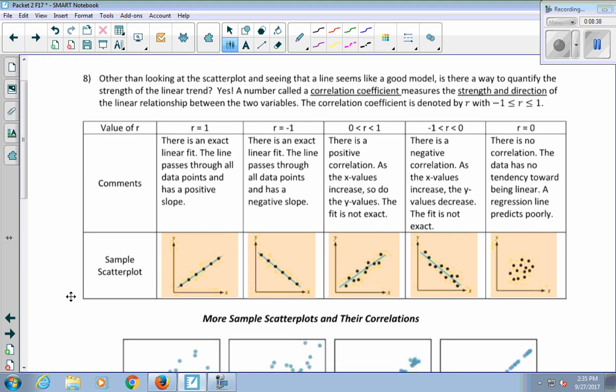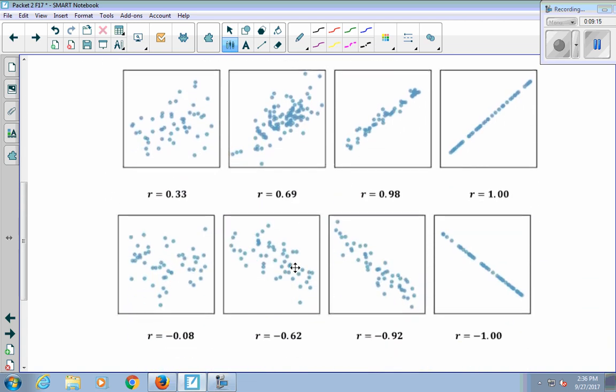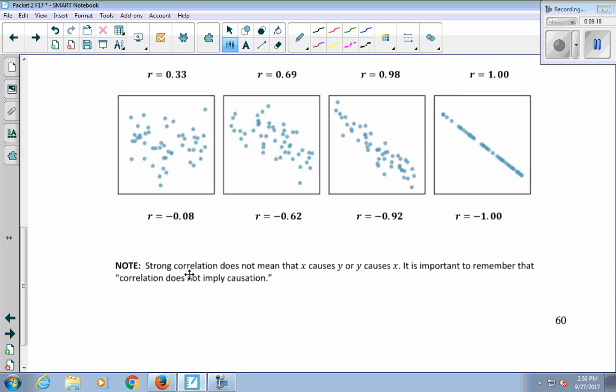So other than just looking at the scatter plot and seeing that a line seems like a good model, we do have a way to quantify the strength of a linear trend. So a number called the correlation coefficient, which we denote R, tells you the strength and the direction of the relationship. So it's always a number between -1 and 1. The closer to either endpoint, the stronger the relationship. The closer to 0, the weaker the relationship. And when it's positive, then you have a line that's increasing, and when it's negative, you have a line that's decreasing, like these pictures. Very important to remember that strong correlation does not necessarily mean that X causes Y, or that Y causes X.